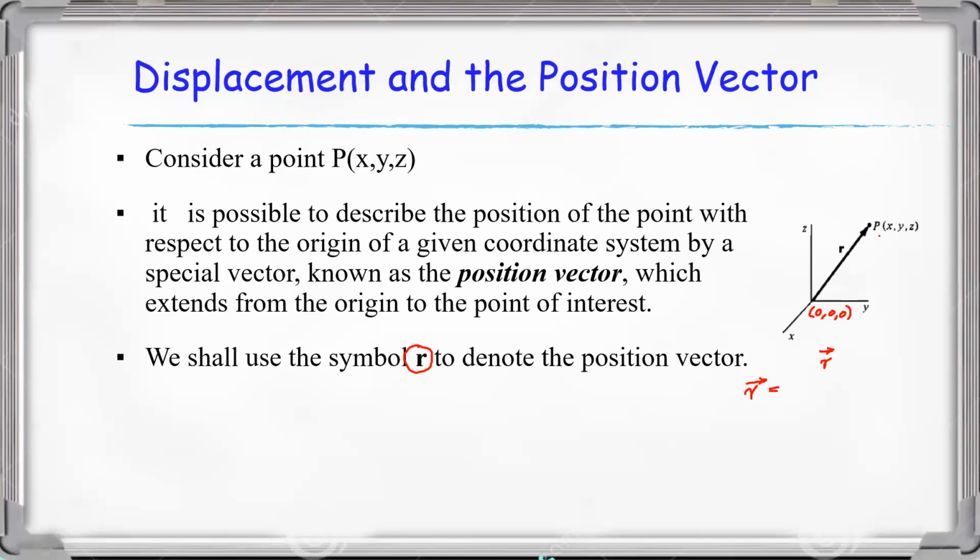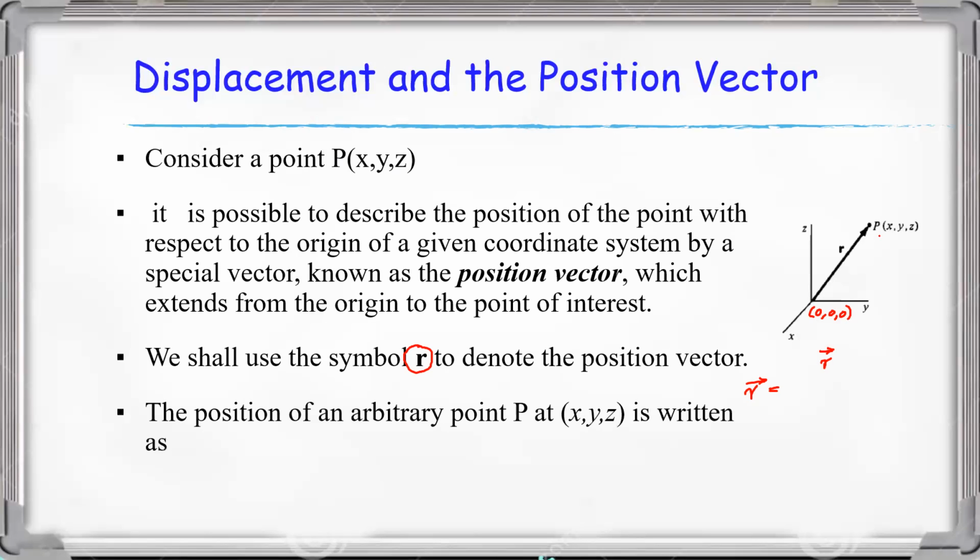Then the r vector can be written as r = xi + yj + zk. We can represent the position vector r as xi plus yj plus zk. So for every position, there is a position vector associated with it.